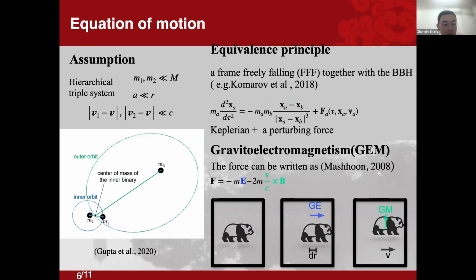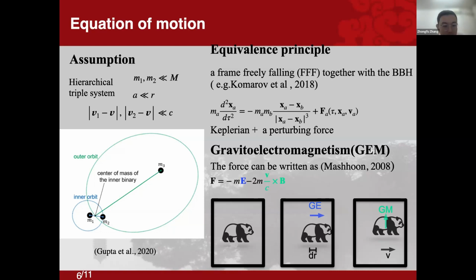Here, due to the hierarchical triple system, the velocity of the binary relative to the central mass is smaller than the speed of light. So we can take advantage of the equivalence principle and investigate the problem in a frame free-falling together with the binary black hole. The dynamics become Keplerian plus a perturbing force induced by the supermassive black hole background. Gravitoelectromagnetism is a good tool to show the perturbation. The force can be shown as the gravitoelectric and gravitomagnetic force. Actually, this is not a classical GR effect, but GR coupled with some EM-like force.